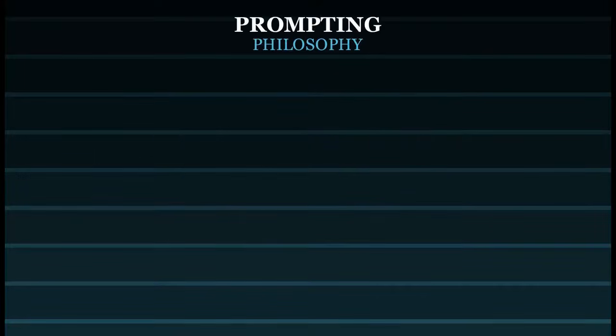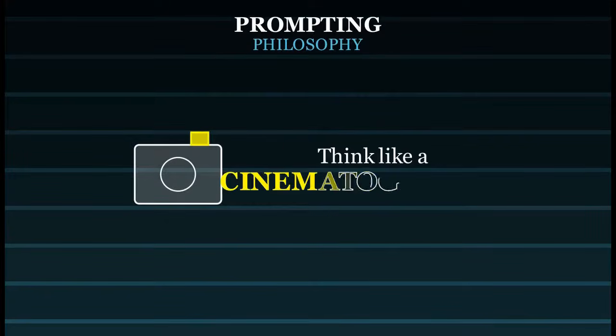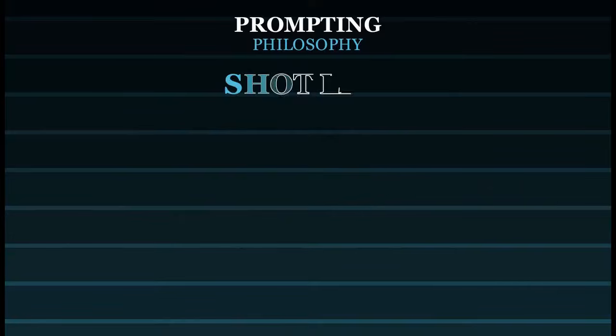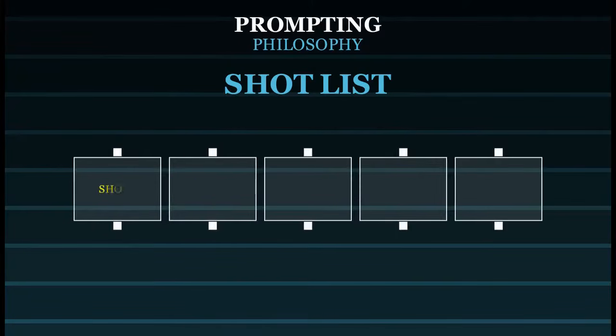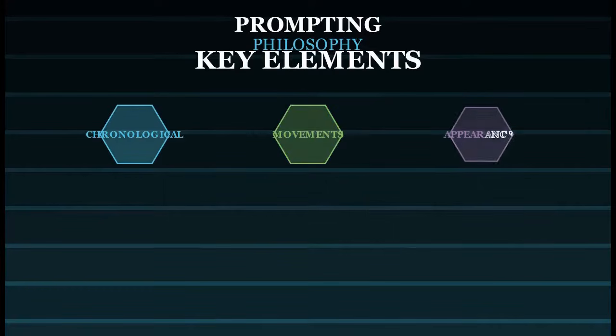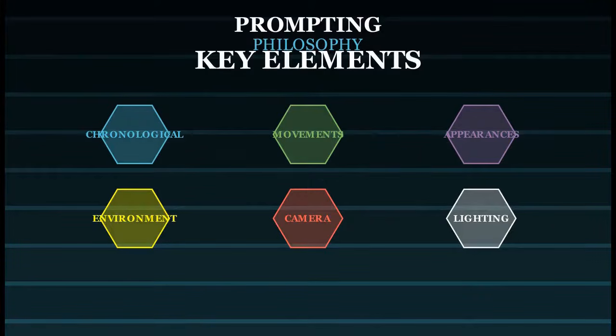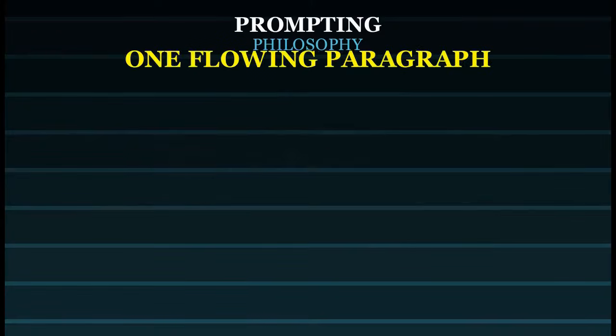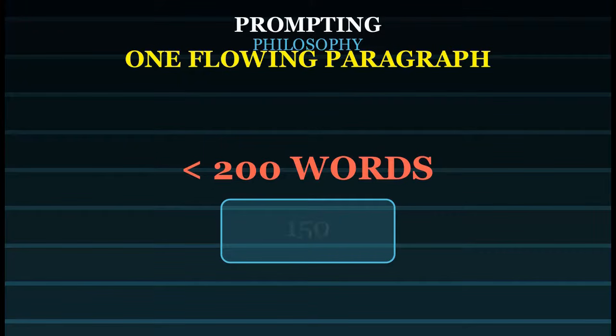The prompting philosophy here is fascinating. They want you to think like a cinematographer describing a shot list. Chronological action descriptions, specific movements, precise appearances, environmental details, camera angles, lighting. All in one flowing paragraph under 200 words. The model understands scene composition.